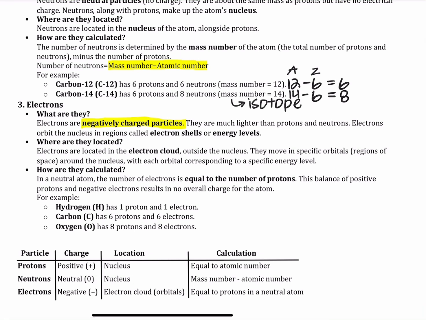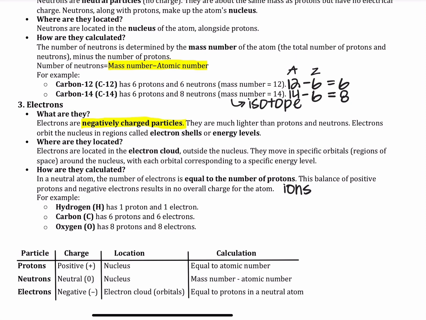It's important to understand that electrons determine reactivity and bonding. In a neutral atom, the number of electrons is equal to the number of protons. However, if electrons are lost or gained, that forms ions. So note that ions form when electrons are lost or gained.